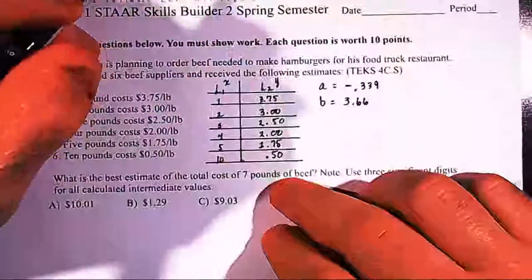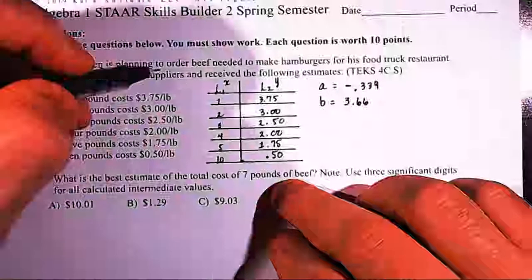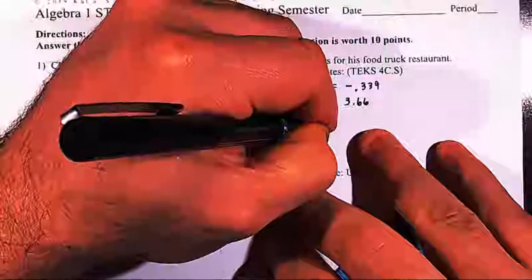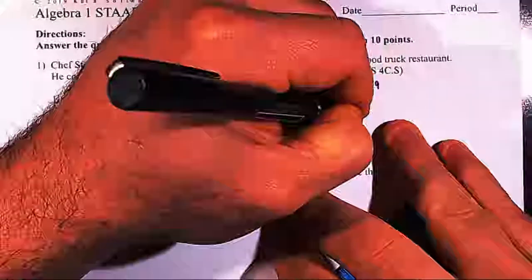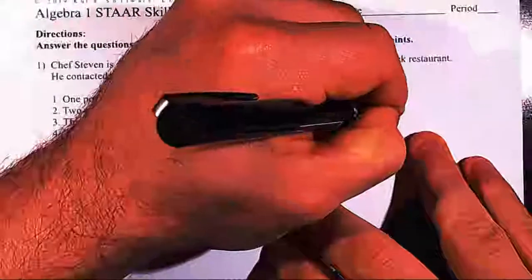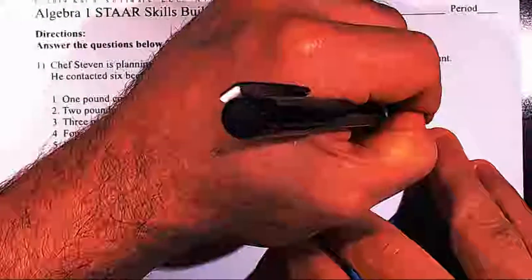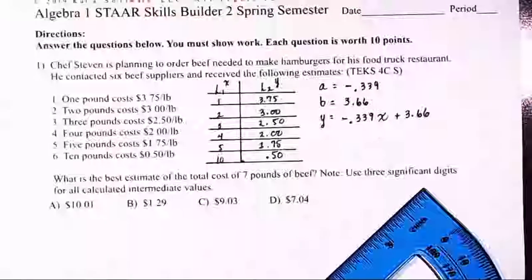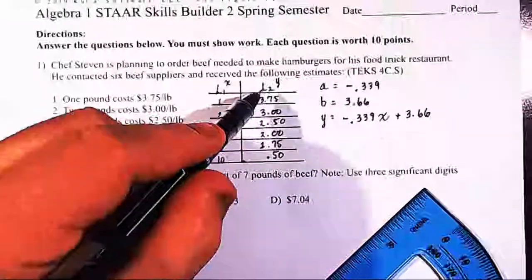So if we want to write a linear equation for this data, we can. We can say y equals negative 0.339x plus 3.66. And that linear equation will contain all of these points.